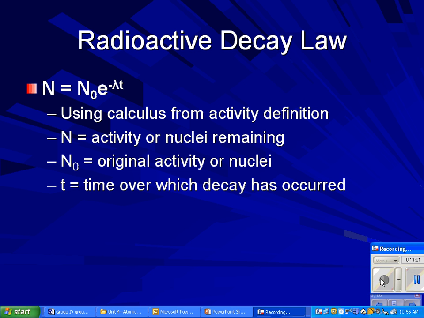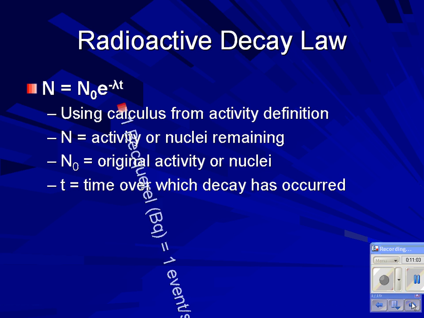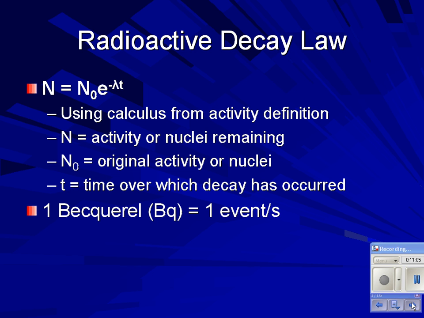So a unit that you'll sometimes come across in this unit is called the becquerel. And the becquerel is a unit that measures activity. An event per second, or one decay per second, would be an activity of 1 becquerel. It's usually probably going to be pretty big, depending on what you have.